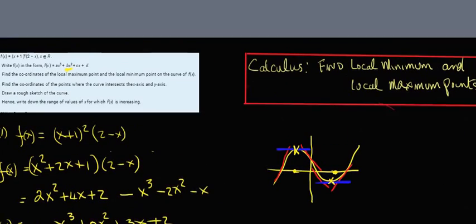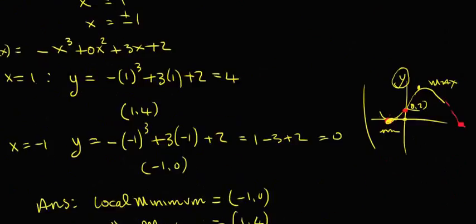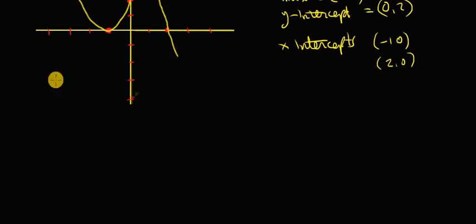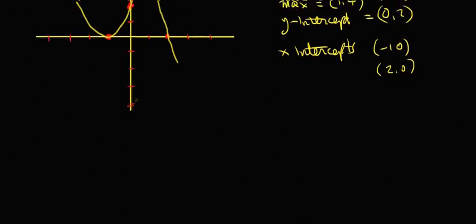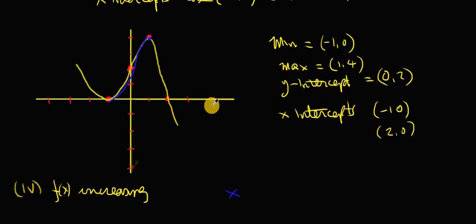And now finally, the last thing is, hence write down the range of values for which f of x is increasing. Okay, so the final section is, where is f of x increasing? So, for f of x is increasing. Let's do it in blue. Well, it's increasing here. There. It's not increasing exactly at the red dot, and it's not increasing exactly at this red dot.